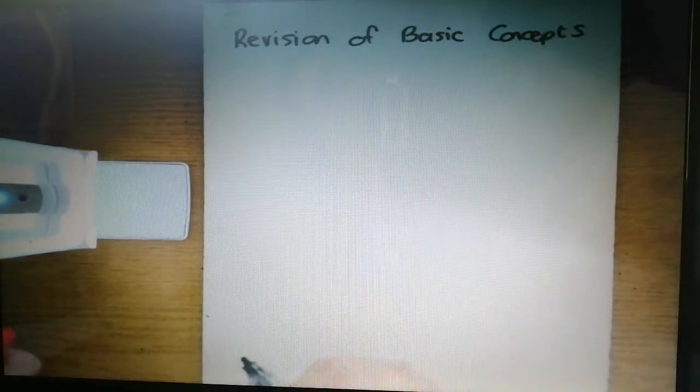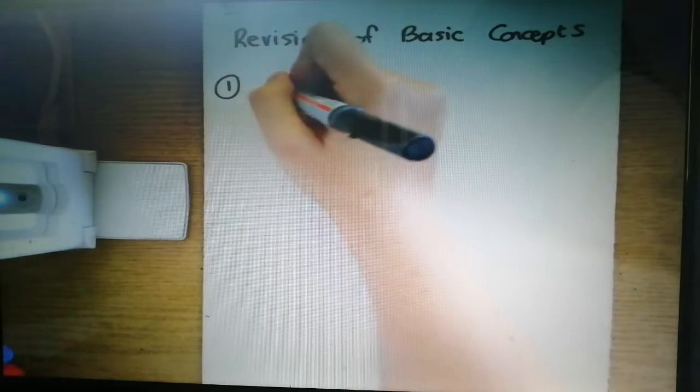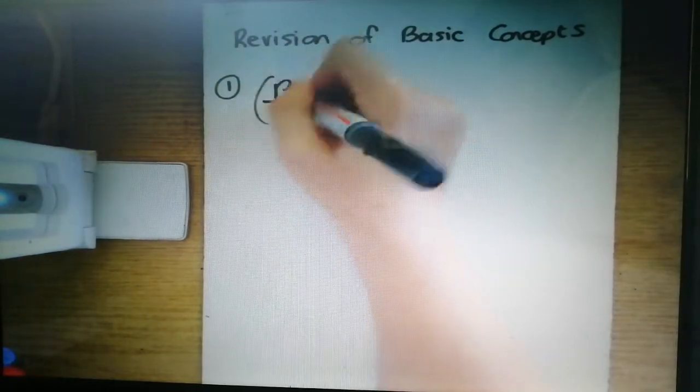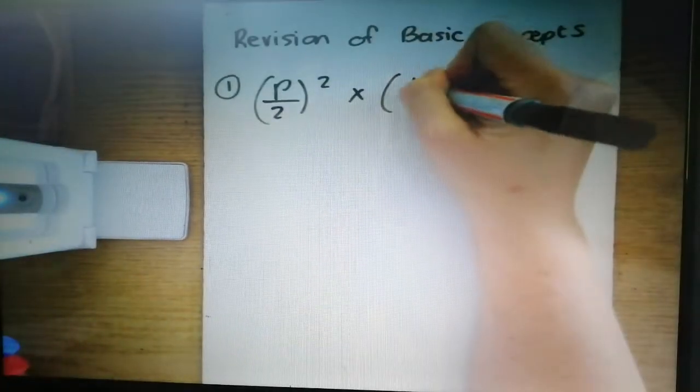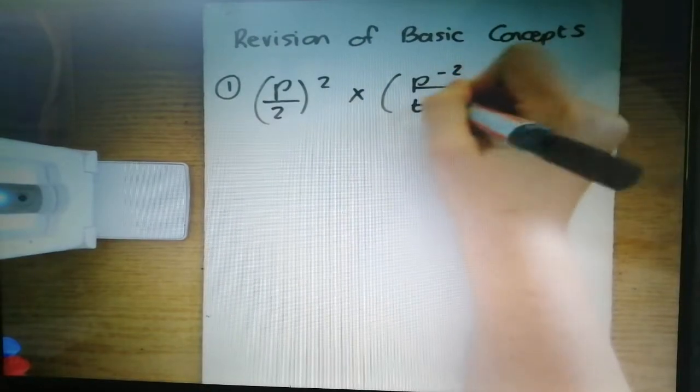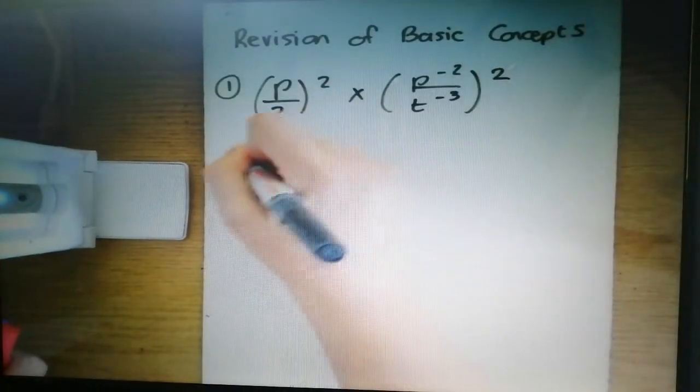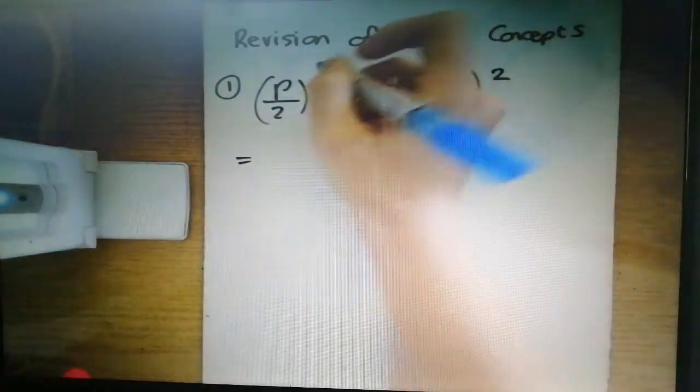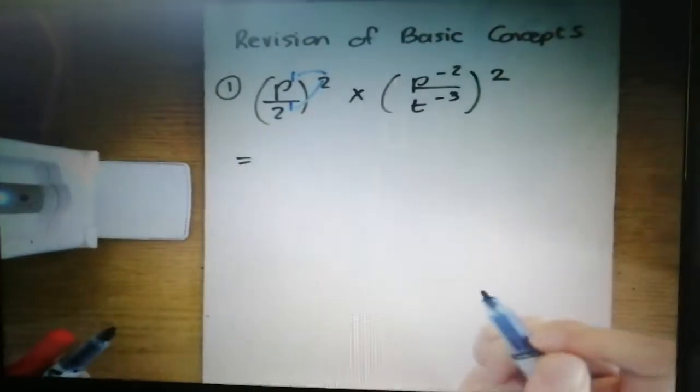And we're starting. Because it's a revision, I am going to go quite fast. Number 1 says p over 2 squared times p to the negative 2 over t to the negative 3 squared. Cool. Easy peasy. Going to bomb this into powers. So this must go to that power and that must go to that power.